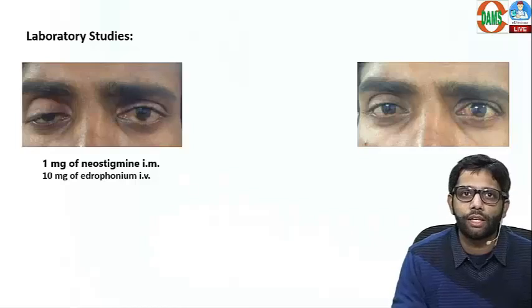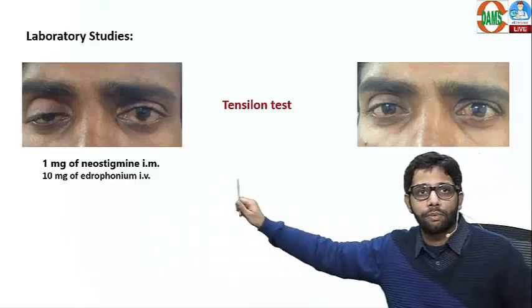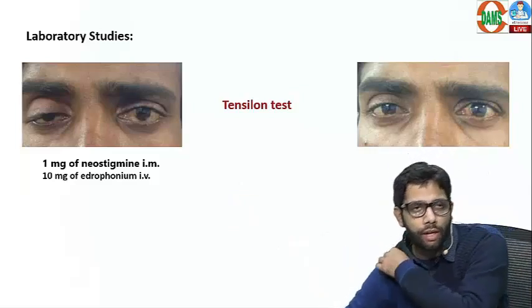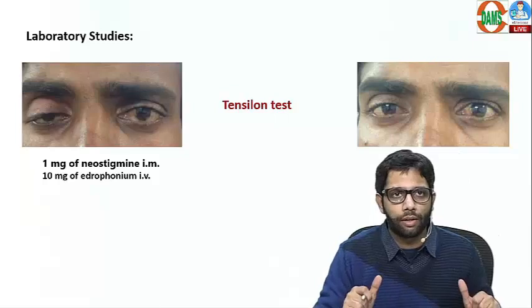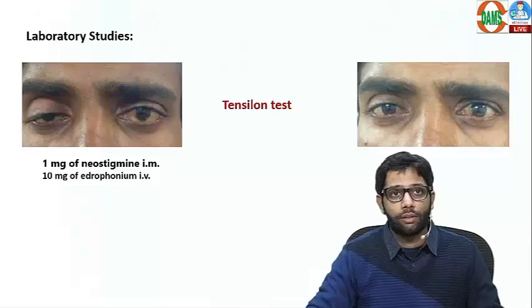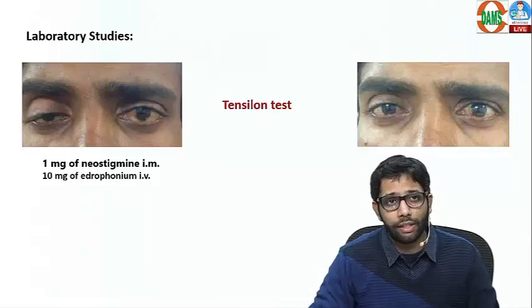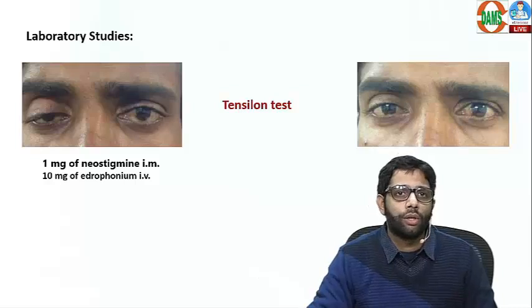Laboratory studies I've already told you, tensilon test. Immediately the ptosis will improve, that's the tensilon test. But please be reminded, they will ask in Viva, if you are giving edrophonium, what will you keep ready with you? Atropine, because it can cause some increase in heart activity. So atropine is kept along with you.